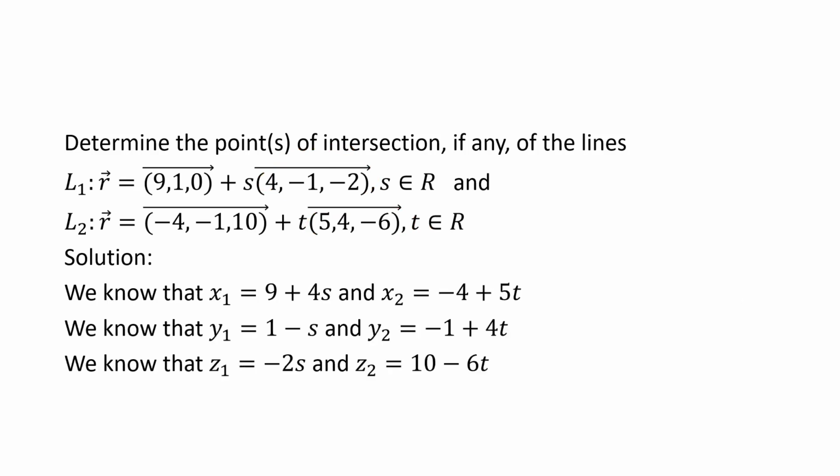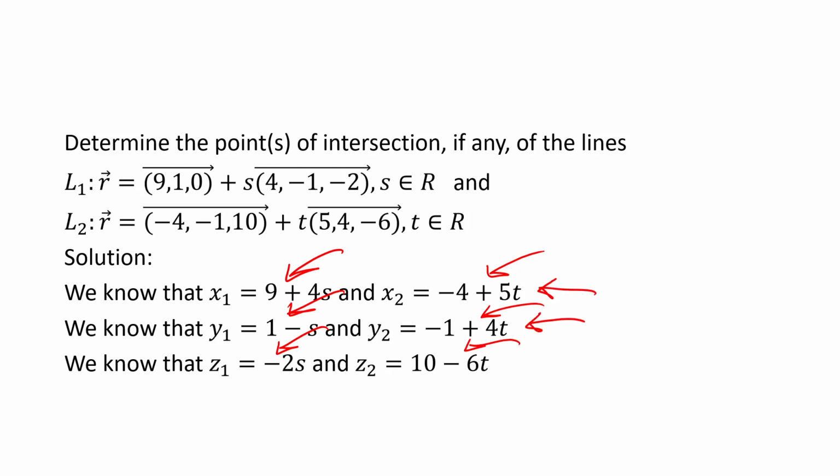And what we're going to do is determine the parametric expressions for both line 1 and line 2. In line 1, x is 9 plus 4s, y is 1 minus s, and z is negative 2s. And in line 2, x is negative 4 plus 5t, y is negative 1 plus 4t, and z is 10 minus 6t. What we're going to do is set x1 equal to x2 and y1 equal to y2.